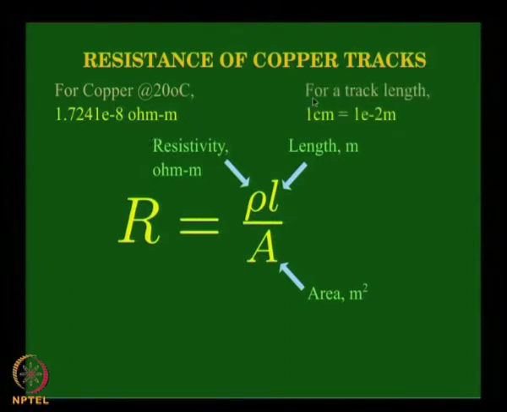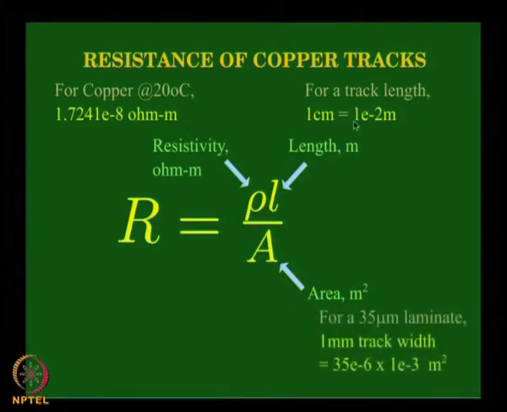Then let us try to find out what is the resistance for a track length of 1 centimeter. 1 centimeter in meter would be 1 e minus 2, or 10 to the power of minus 2 meter. And then for a 35 micron laminate, that is the copper thickness on the dielectric board, 1 mm track width, the area would be 35 micron into 1 e minus 3, so much meter square. Now, this would result in a track resistance of 0.0049 ohms.